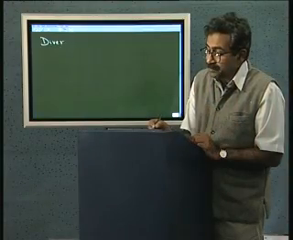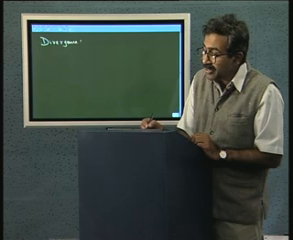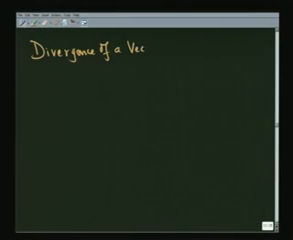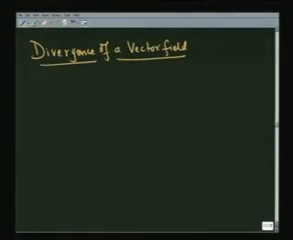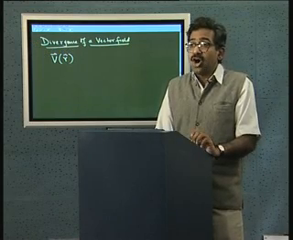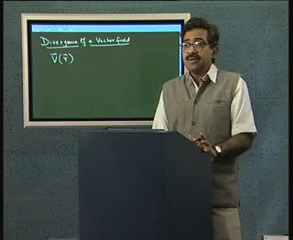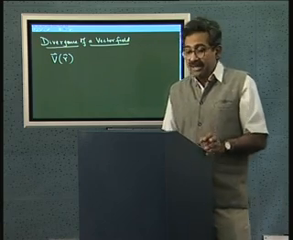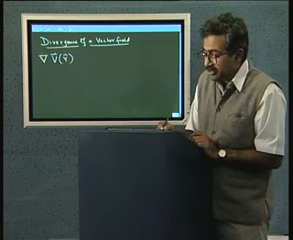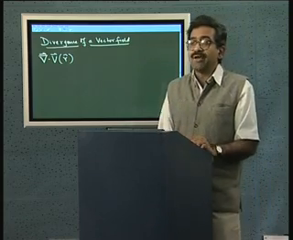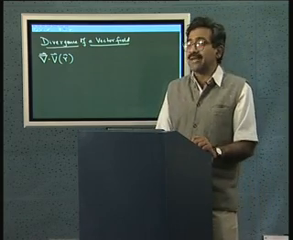What does the divergence of a vector field give us? Let us ask this question. Divergence of a vector field. Let me take a vector field V of r, and now I am not going to construct an ordinary derivative of this vector field, but I am going to construct what is called a divergence, and I shall denote it by this notation. So obviously I am constructing a scalar quantity.